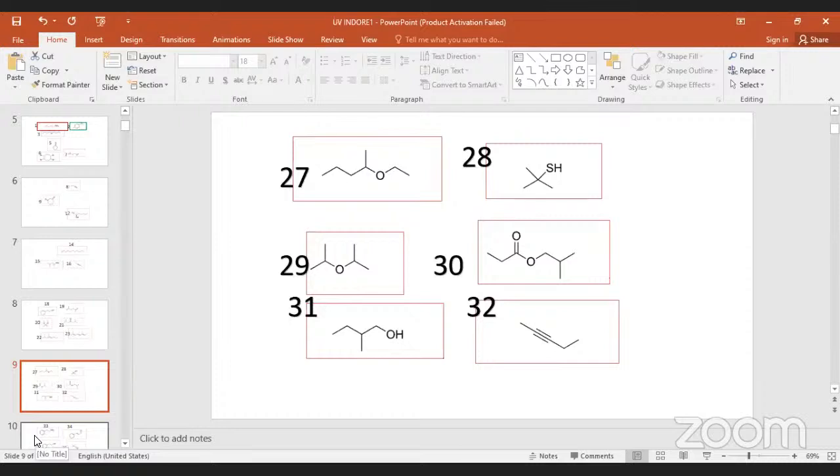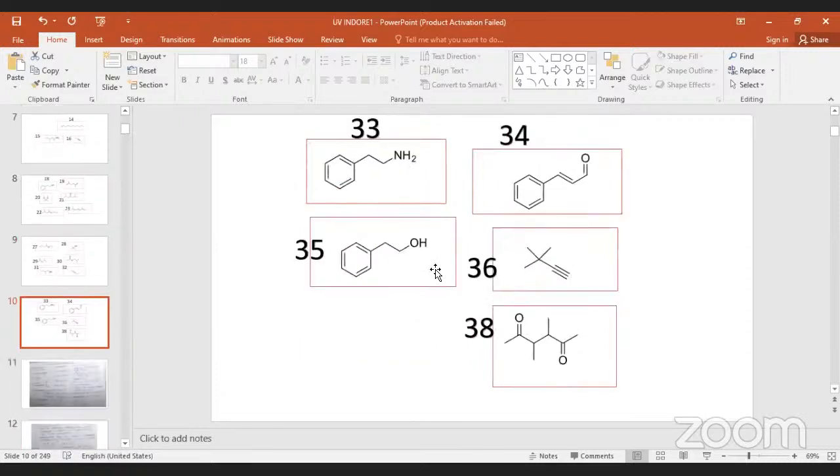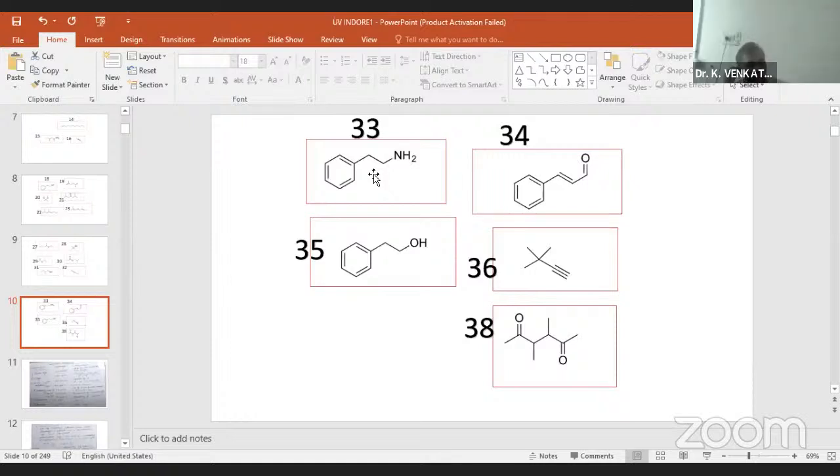2-pentyne. Yes, 2-pentyne. This is last, then we can discuss our syllabus, no problem. 2-phenyl ethanamine. 2-phenyl aminoethane, sir. Ethanamine, also they explained ethanamine. Ethanamine also correct. Aminoethane also correct. 2-phenyl ethanamine. 34. 34 is ketone.